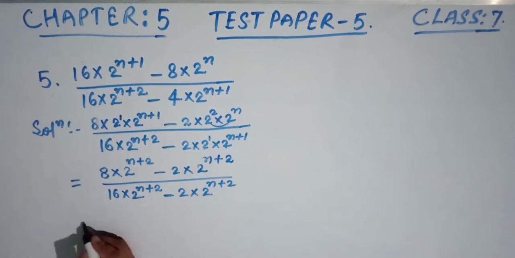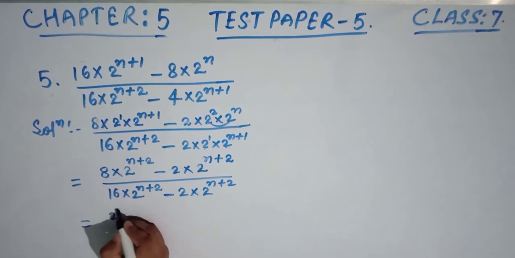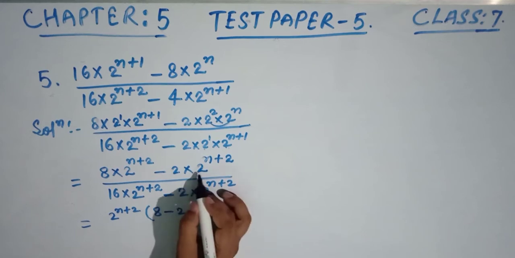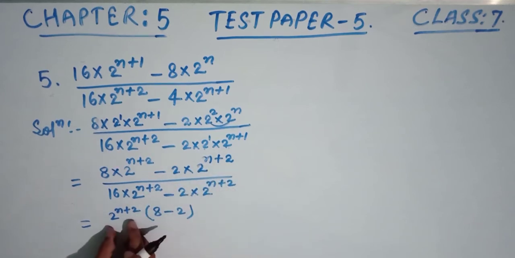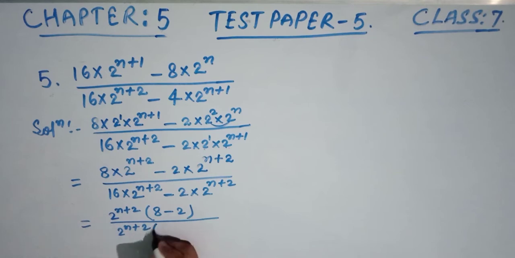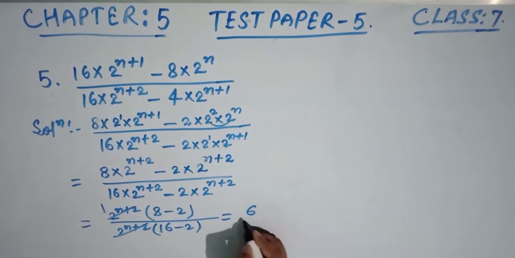So please bring out, friends, this term 2 raised to the power n plus 2 out. Now the remaining part is 8, here is the minus, here is the 2, because this term 2 raised to the power n plus 2 is taken out, divided by, friends, 2 raised to the power n plus 1 is also common in 16 and this, so this will be taken out. Now 16 is remaining, here is the minus and this is 2. Now this will get cancelled, so 8 minus 2 is 6, and 16 minus 2 is 14.